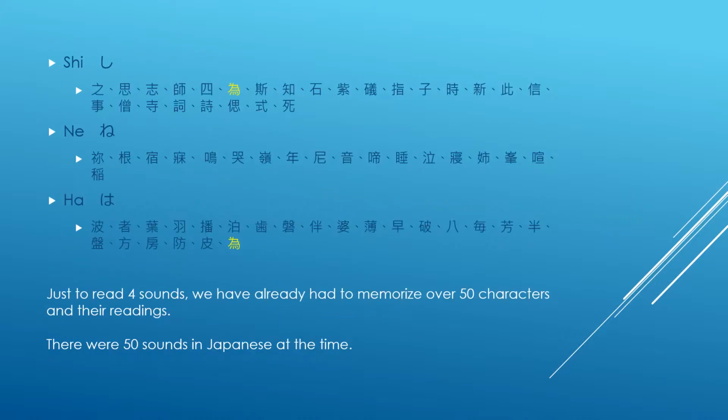Shi, ne, and ha are even more complicated. Shi and ha have over 20 characters. So to memorize these 4 characters, sa, shi, ne, and ha, you've already had to memorize over 50 kanji and their readings. On top of that, shi and ha share a character, meaning that that character can make either one of those 2 sounds. At the time in Japanese, there were 50 sounds, meaning you'd have to memorize several hundred characters just to be able to read a poem.